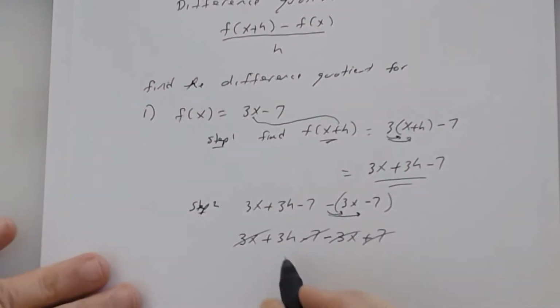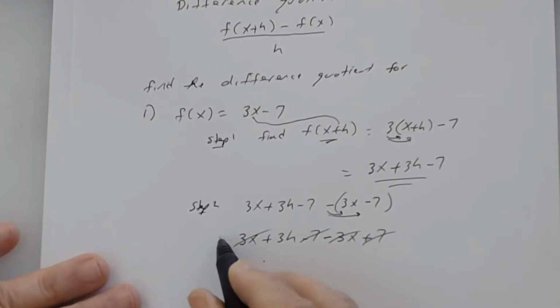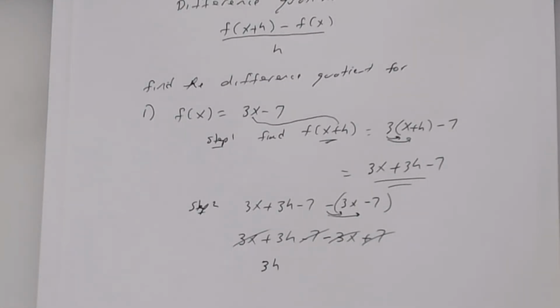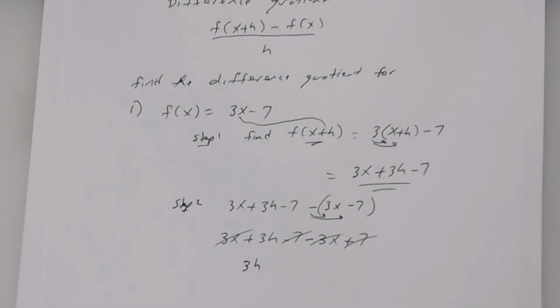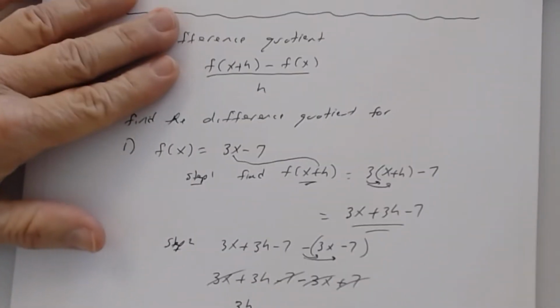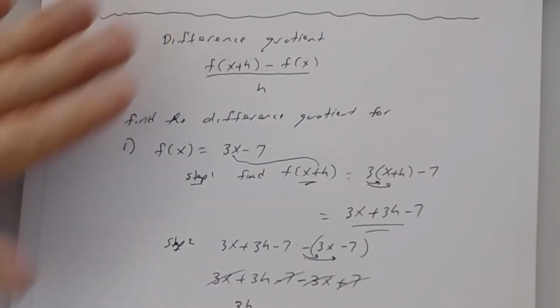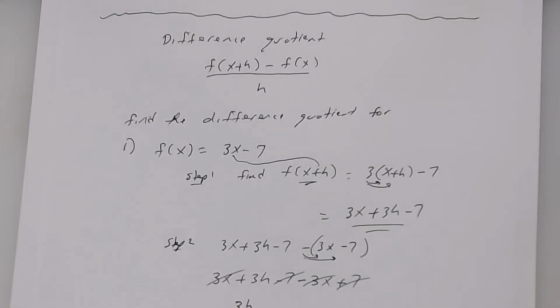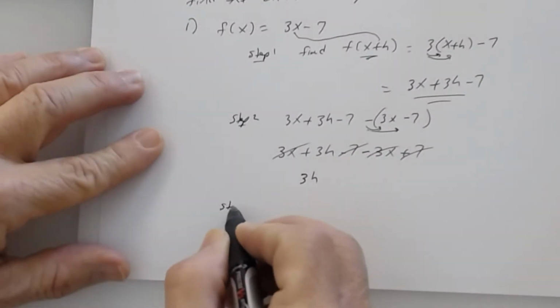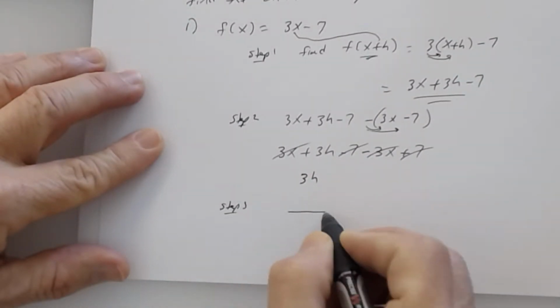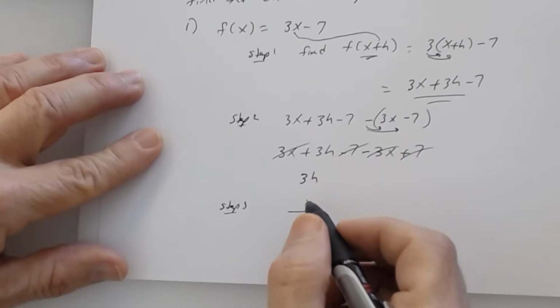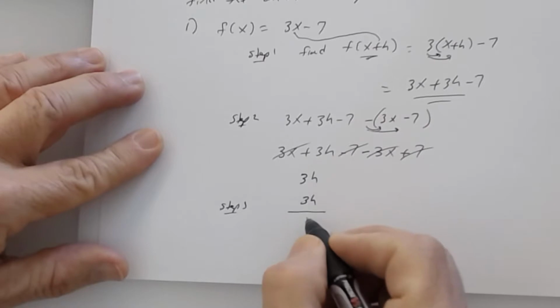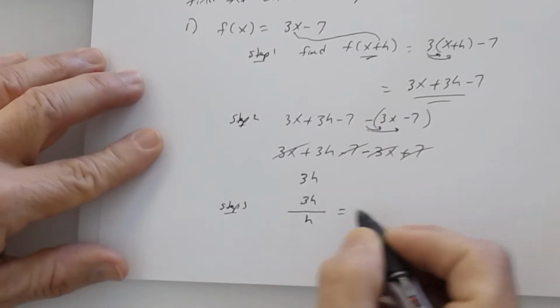So step 2 just ends up with what? 3h. Now, what part of the difference quotient have I found for step 2? The numerator. That's what I want you to say, the numerator. I found the numerator. All right, so step 3 is to now rewrite the numerator. Whatever you found from step 2, divided by what? h. And then reducing, you found your answer.